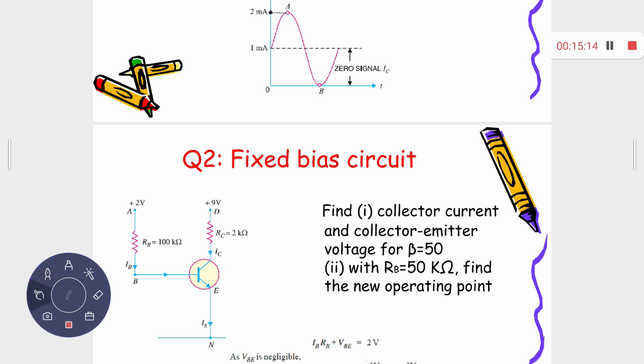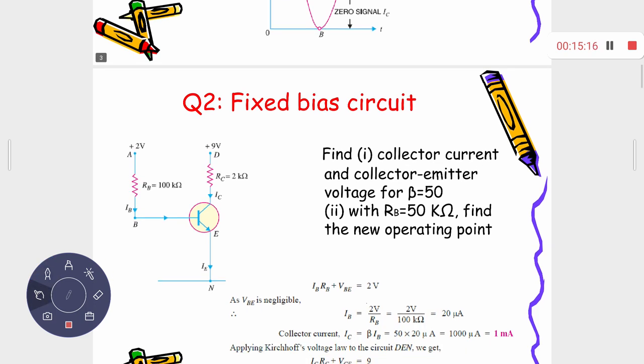Now hopefully they have neglected VBE, so that's why they have got 20 microampere, because they have neglected it. But since 2 volt and 0.7 are comparable, I must suggest that you should not neglect it. It's 20 microampere, but actually it should be 13 microampere, 1.3.